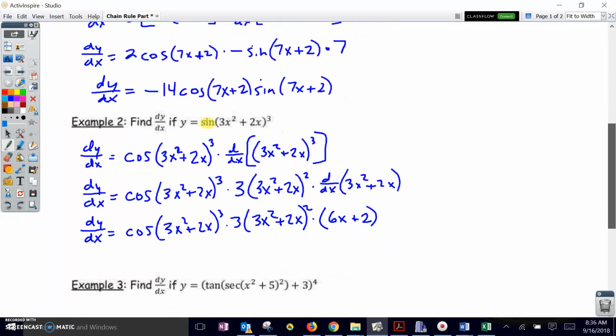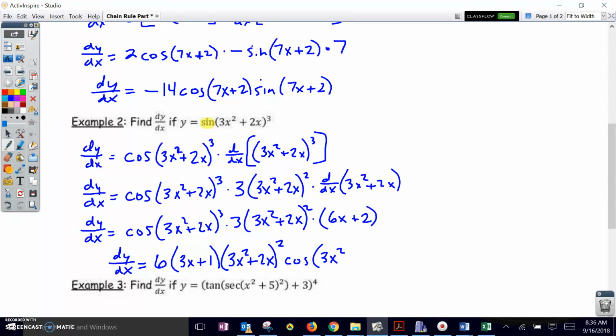And now I'm just going to clean this up. I'm going to have a 6 in front because I'm going to factor 2 out of the quantity 6x plus 2. So I've got 6 times the quantity 3x plus 1 times the quantity 3x squared plus 2x to the second cosine of the quantity 3x squared plus 2x quantity cubed. And there's my derivative in example 2.